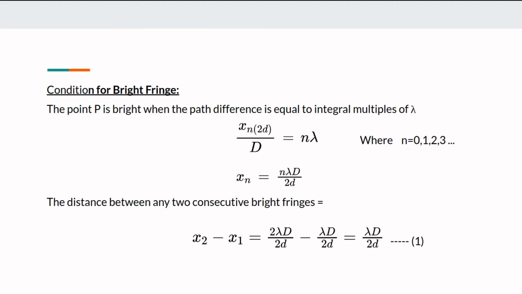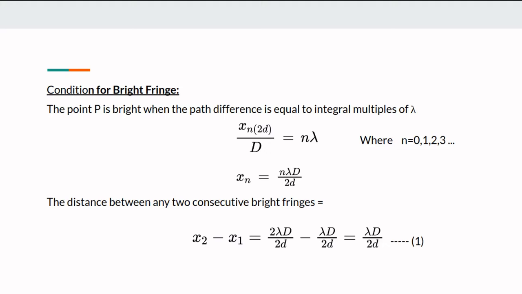Next, I will discuss the intensity at different points on the screen. First of all, I derive the condition for the formation of bright fringe on the screen. Next, the condition for dark fringe. First one, condition for bright fringe.